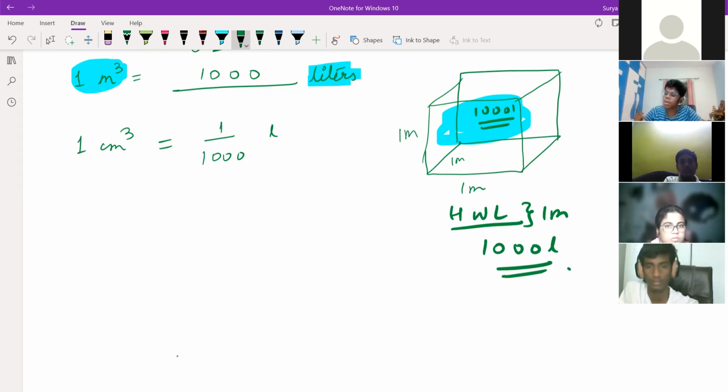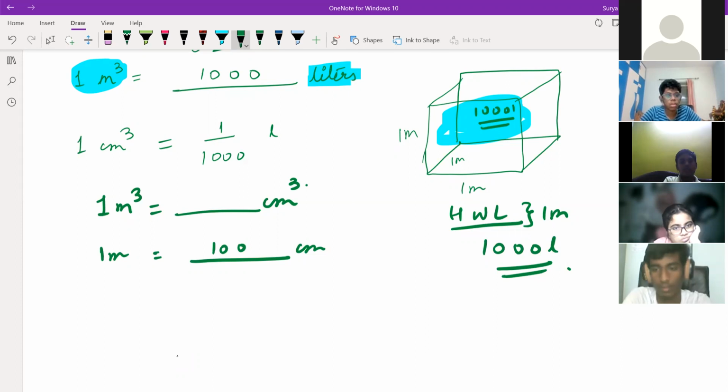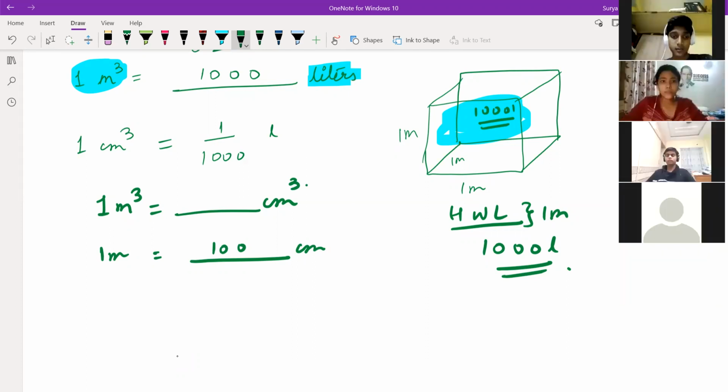Sai Ritvik, in 1 meter cube, how much centimeter cube will be there? Okay, Sai Ritvik, 1 meter is equal to how many centimeters? 100. So for cube, what should we do? Satvik? Sir, I don't know. Okay. Bhumika? Sir, 100 cube.